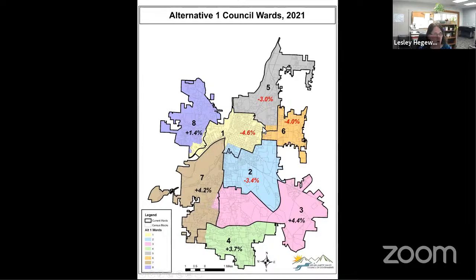We're moving a small piece of Ward 5 into Ward 6 to balance its population. In Ward 2, it's taking a little bit of area from Ward 1, and State Street is the boundary there. Down here in Ward 7, it's given a little bit of this area to Ward 3 to balance that population, and then Ward 4, we're transferring the area west of Liberty to Ward 7.